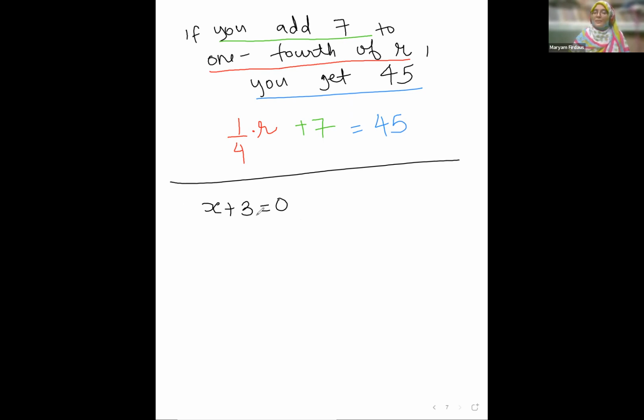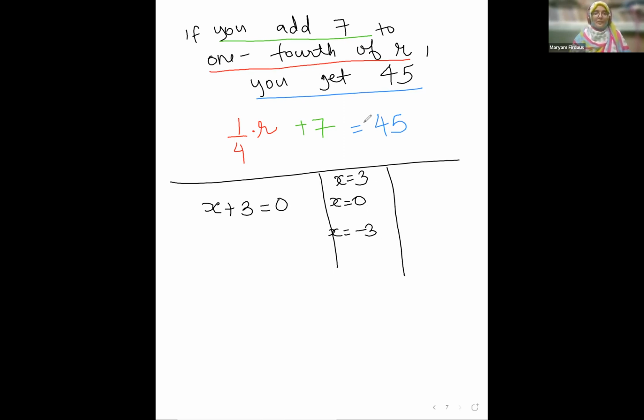Anyway, so they've given an equation in x and they've given a value of x, and they're asking you, is this value going to satisfy this equation? So first, let's try x is equal to 3, then let's try x is equal to 0, and then we'll try x is equal to minus 3. Okay.